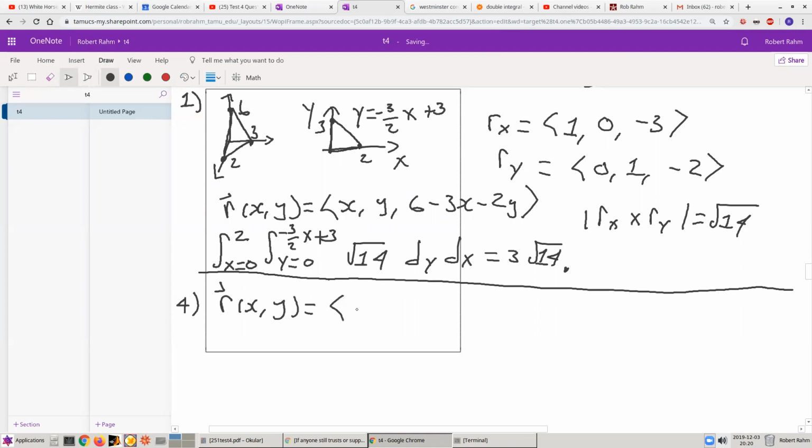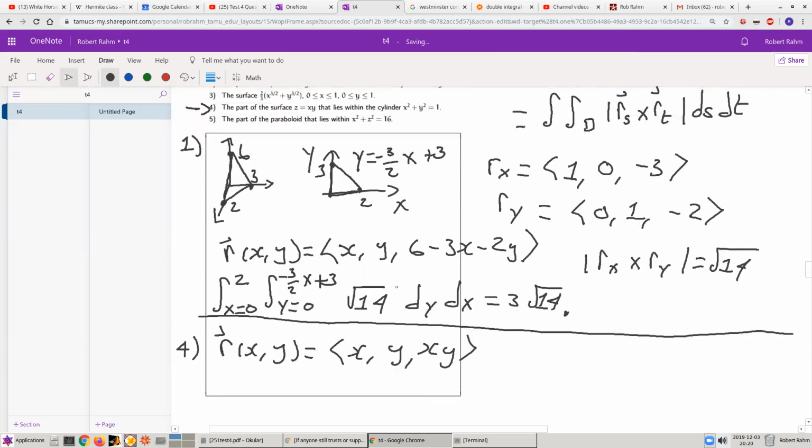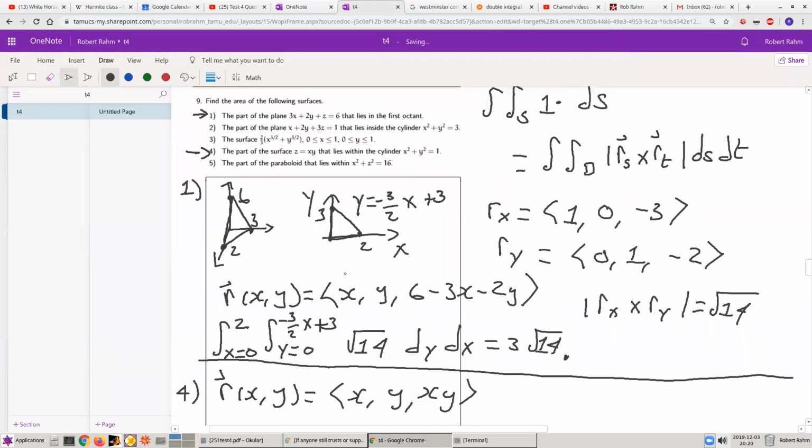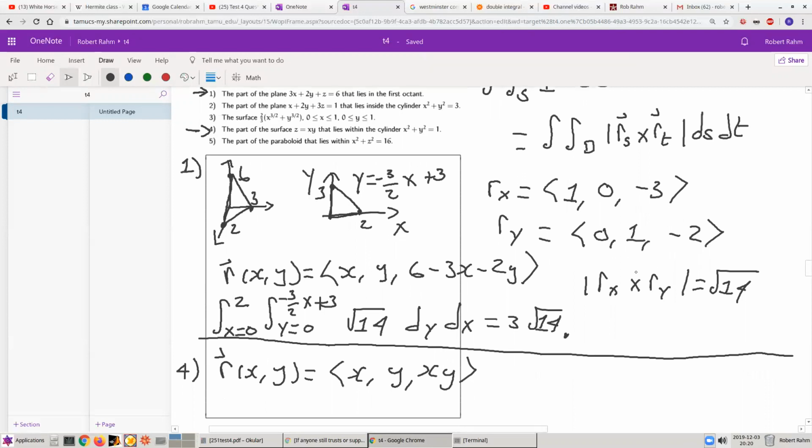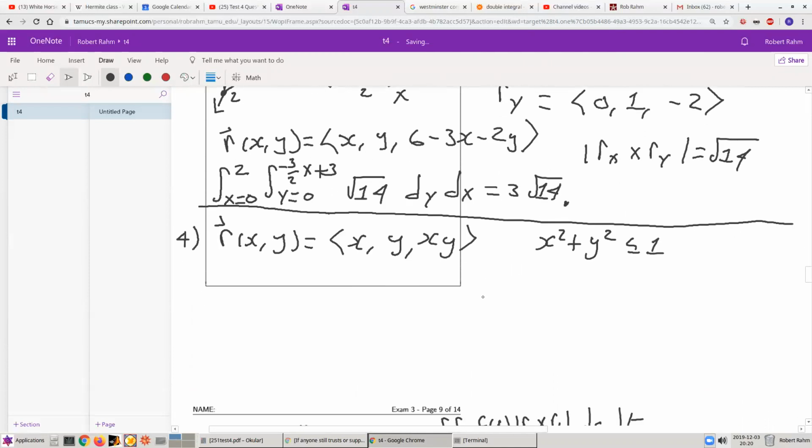So now this is going to be (x, y, xy). I'm not going to change to polar; I'm going to start in Cartesian coordinates. So z is equal to xy. Anytime the surface is a graph of a function, this is the parameterization. And now the domain is just the set x squared plus y squared less than or equal to 1.